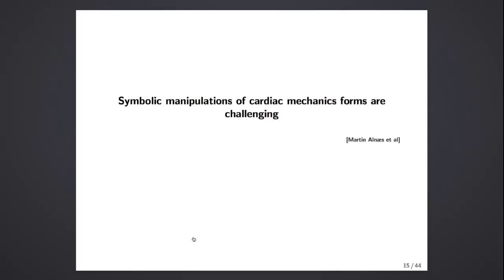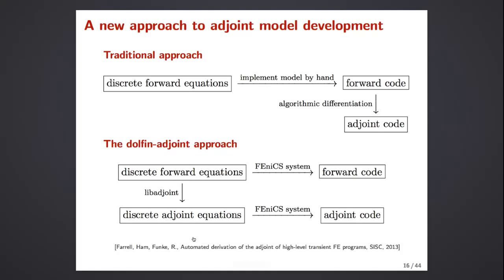Okay, so now for the more computer science oriented part of this talk. I'm going to claim that symbolic manipulations of variational forms are challenging. And we'll look at why this is interesting and what we've done to fix it. So part of the motivation here is dolfin-adjoint, which, given a forward model written in FEniCS, automatically derives the adjoint equation and so on.